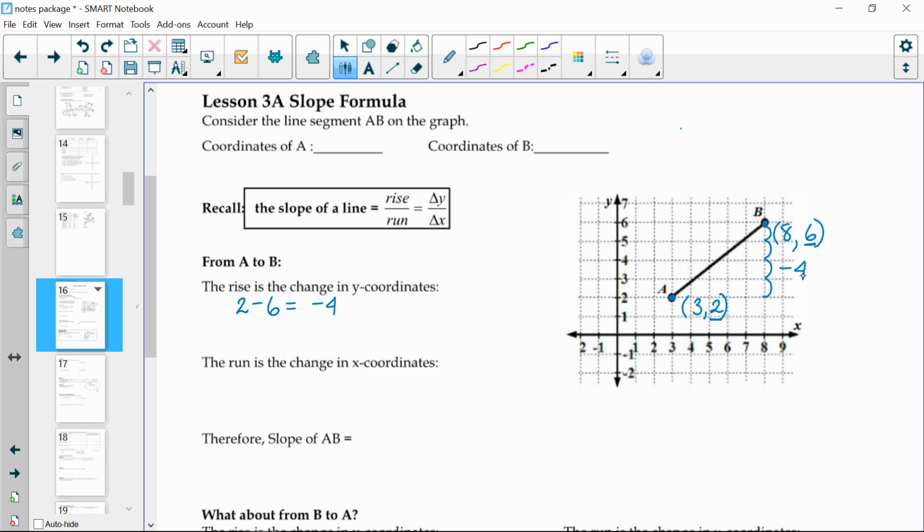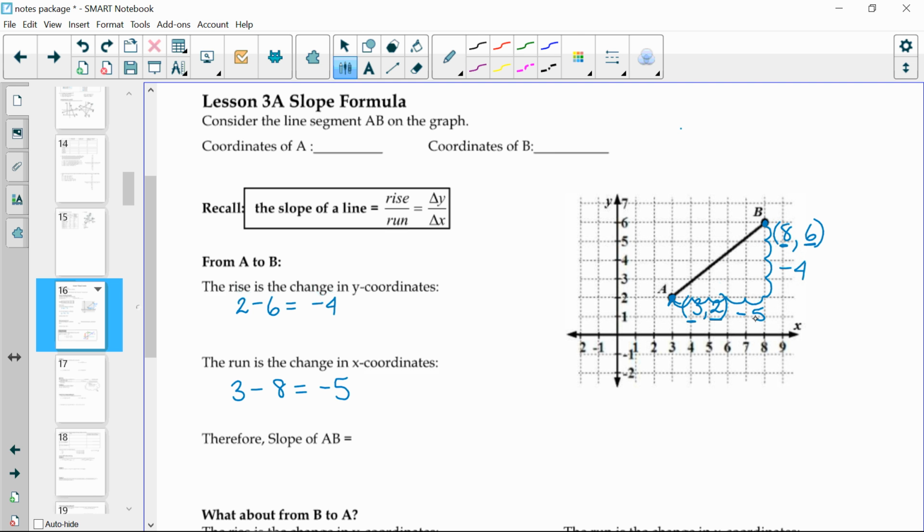down, so -4. Okay, and the run is the change in the x coordinates, so the change from A to B in the x coordinates, so 3 and 8. So 3 take away 8, and that gives me a change of -5 units. That happens when we go in this direction, 1, 2, 3, 4, 5. And that would be -5 units.